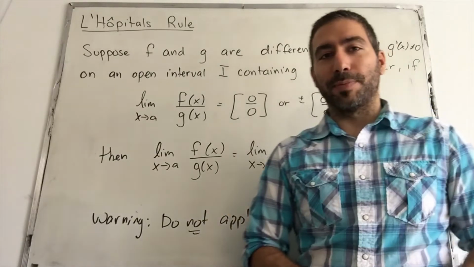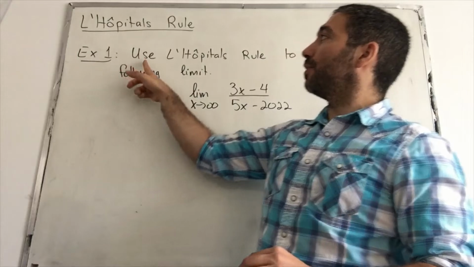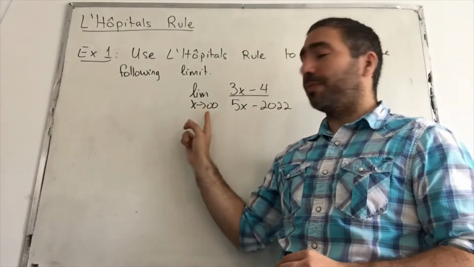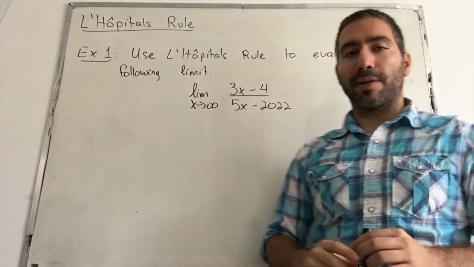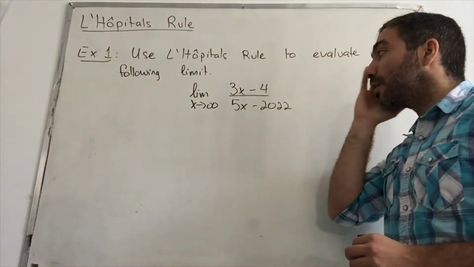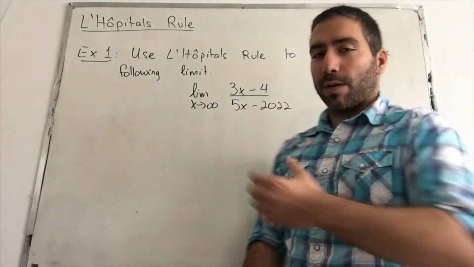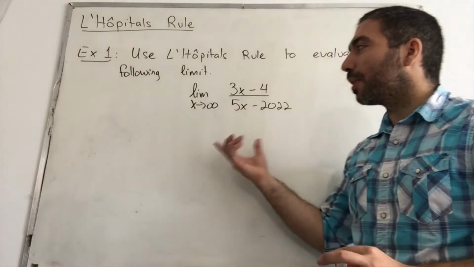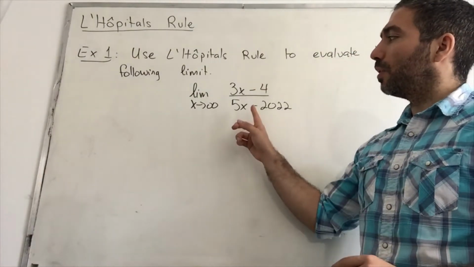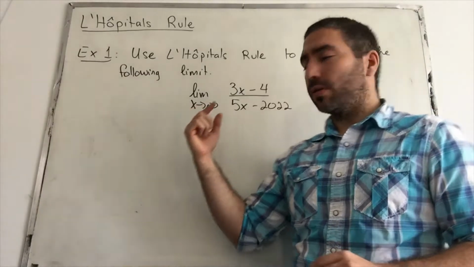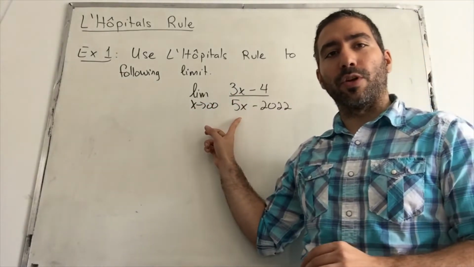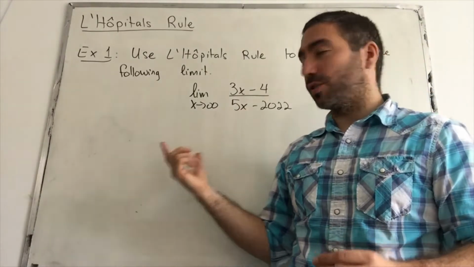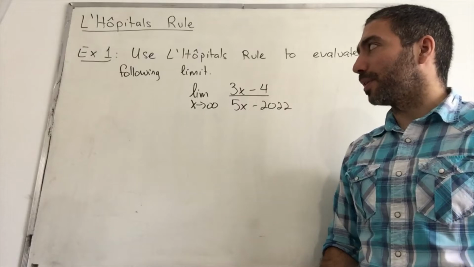Okay, so let's begin. So in our first example over here, it says to use L'Hopital's rule to evaluate the following limit. So the limit that's given is the limit as x tends to infinity of 3x minus 4 divided by 5x minus 2022. Notice that this is something that we saw at the beginning of the semester. We should be able to solve this without the use of L'Hopital's, but since we're practicing L'Hopital's, we're going to apply L'Hopital's rule here. If we weren't going to use L'Hopital's rule, you would have just divided by the highest exponent of the denominator, or factor out the highest exponent on the denominator, and you could solve this problem. But let's practice using L'Hopital's rule.